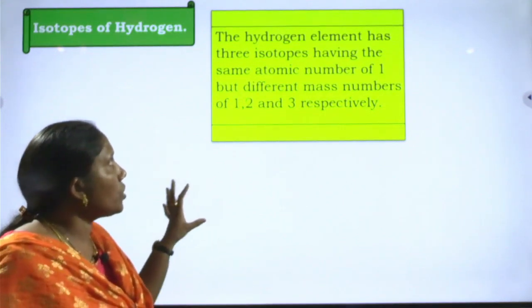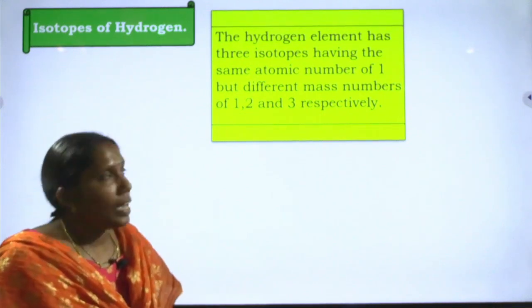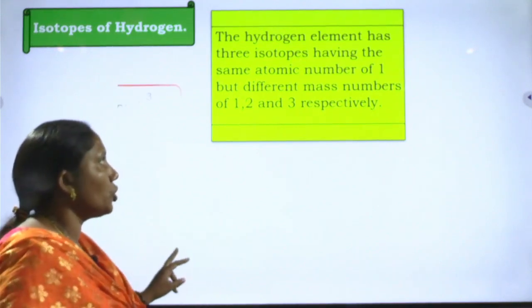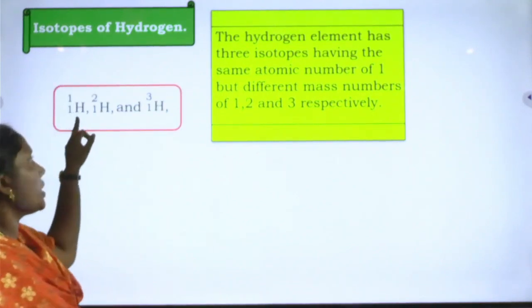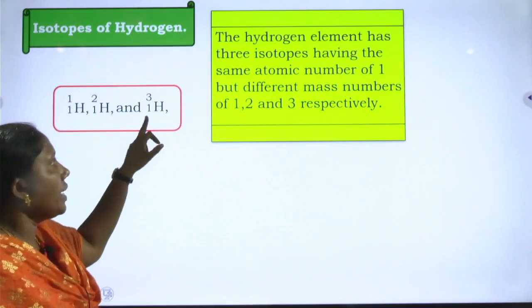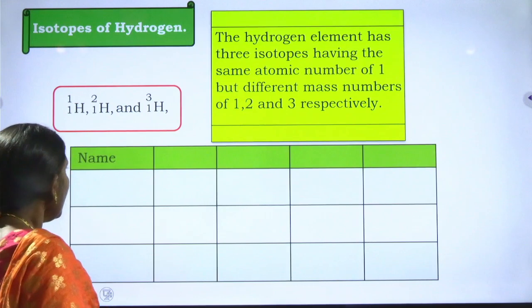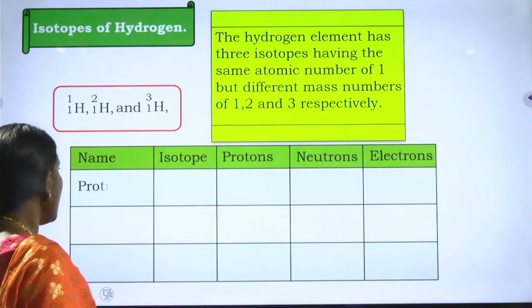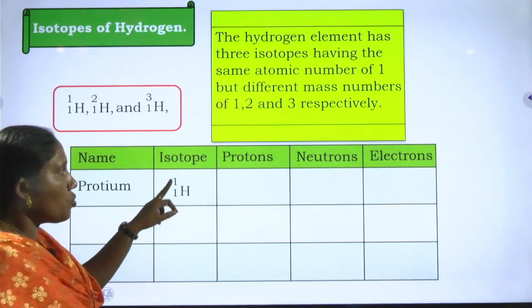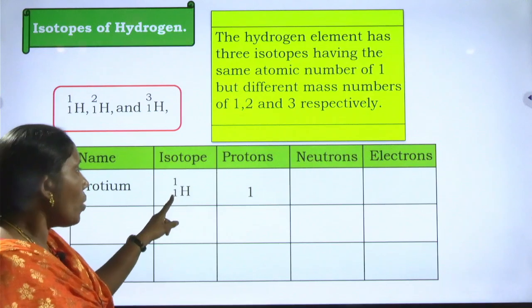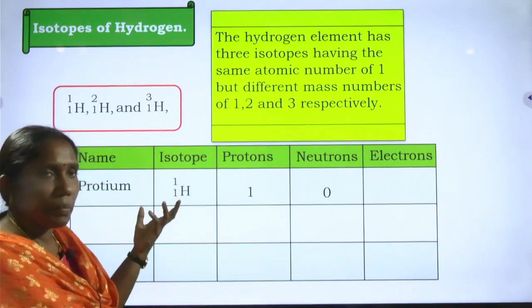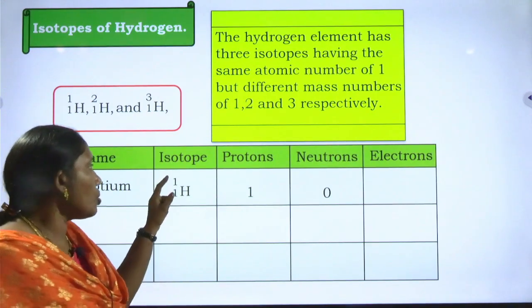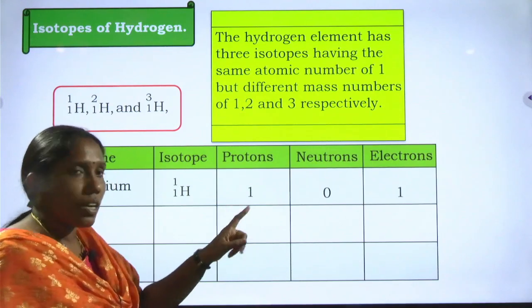Let us see, the hydrogen element has 3 isotopes having the same atomic number 1 but different mass numbers 1, 2 and 3. These are the isotopes H11, H12 and H13. Here: name, isotope, protons, neutrons and electrons. See here, protium H11 isotope, it has 1 proton, 0 neutrons, because mass number minus atomic number gives you the number of neutrons, right? So 1 minus 1 is 0, electrons are 1.